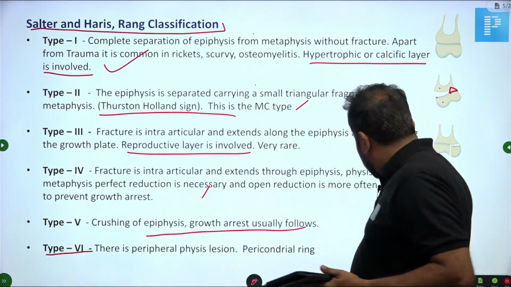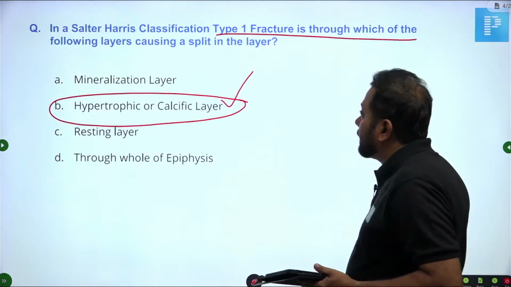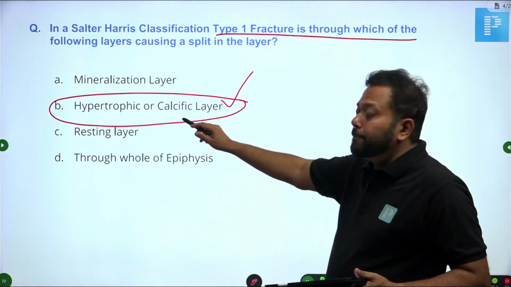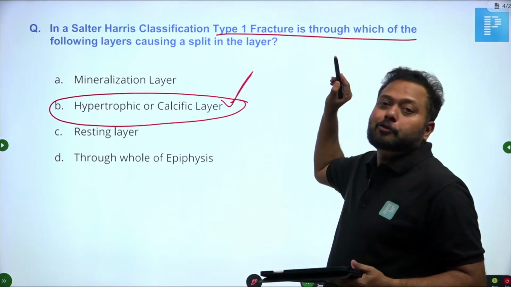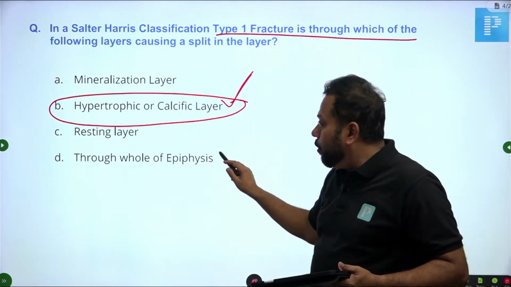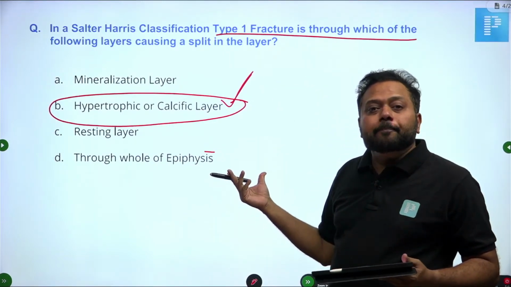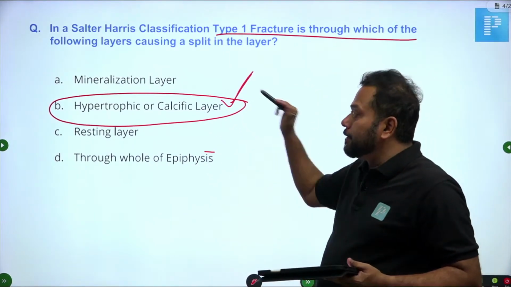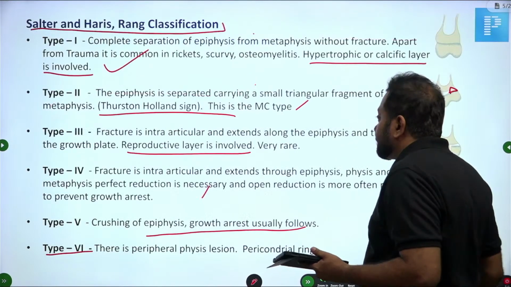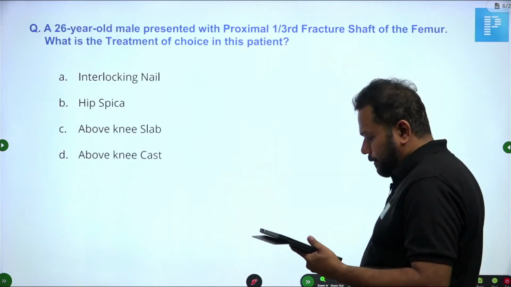So to our answer, which layer is involved in type 1 epiphyseal injury? Hypertrophic or calcific layer is the answer. Okay. If through whole of the epiphysis, it should be type 4. Okay. So the answer is B. Good. Coming to the third question, dear friends.